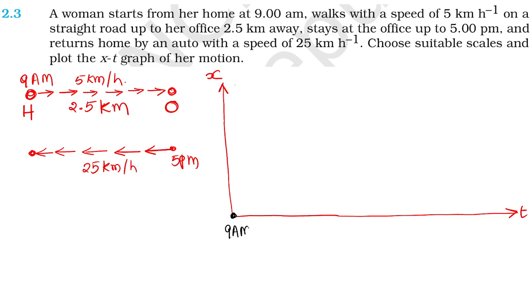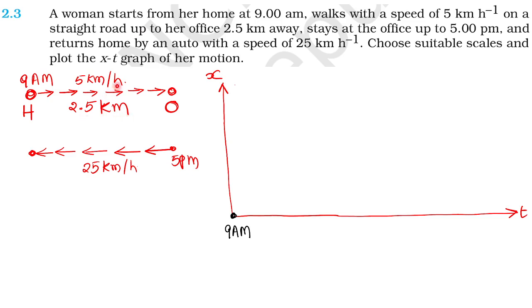I am going to mark the starting time 9 a.m. I am not marking 0 here. Instead of 0 I am going to mark 9 a.m., because at that time she leaves home. Understood? So she leaves home at 9 a.m. and walks at a uniform speed of 5 km per hour. The distance she has to travel is 2.5 km.